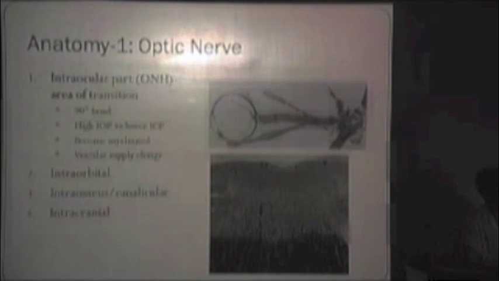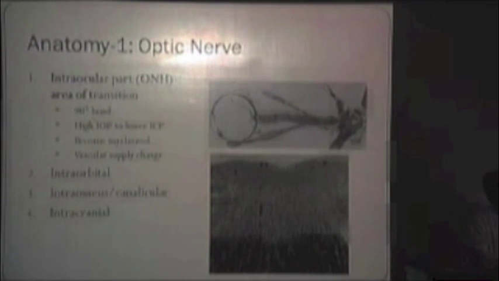The optic nerve can be divided into 4 sections, very important when we try to figure out what's going on with the optic nerve in AION. The smallest and perhaps the most interesting part is the intraocular, which is a few millimeters in length. The second and the longest part of the optic nerve is the intraorbital part. The third is a small intracanalicular part. And the fourth is the intracranial part.